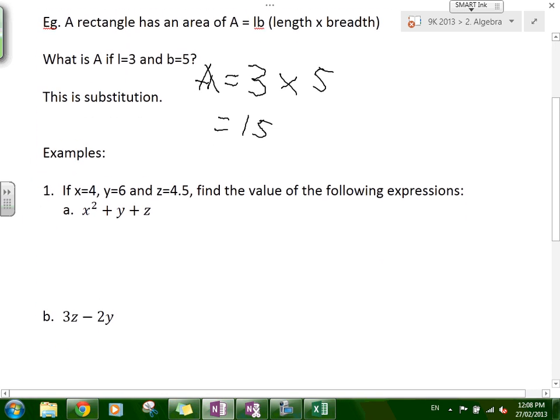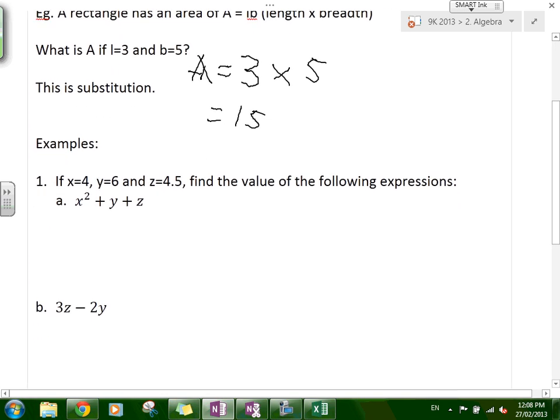So if we have a look here, examples: if x equals 4, y equals 6, and z equals 4.5, find the value of the following expressions. So we're going to use the same values, x equals 4, y equals 6, and z equals 4.5 for the next few examples.